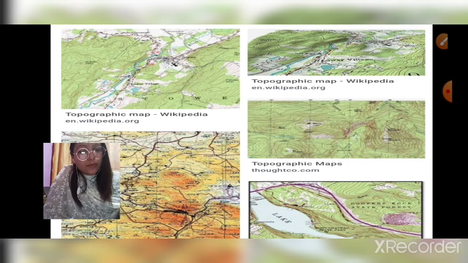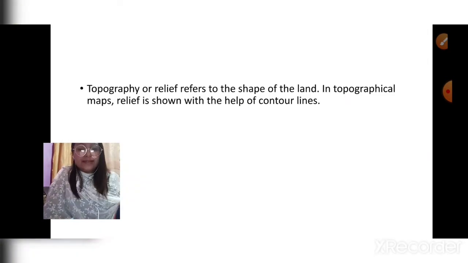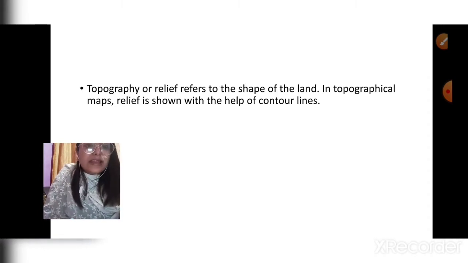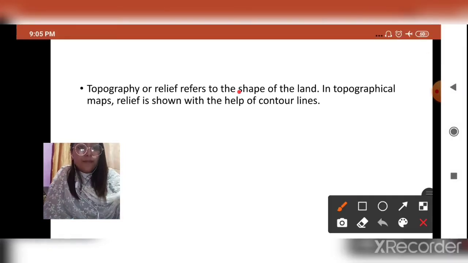So this year we will try to identify the contour patterns. Okay, the pattern of the contour, the drainage pattern, the pattern of the land use. So contour lines are very important here. You see, the topography or the relief refers to the shape of the land. Okay, that is what it refers to, the shape of the land.